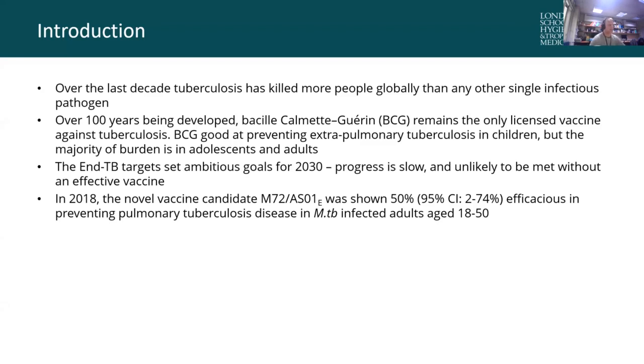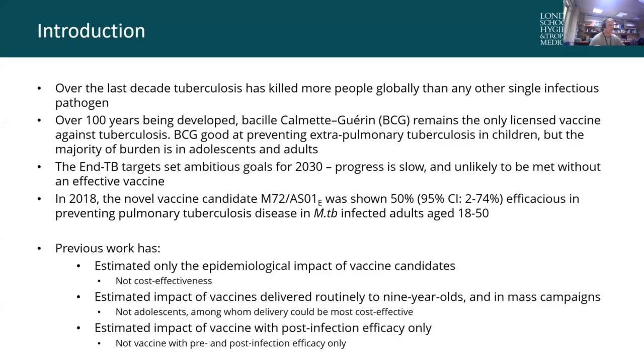Previous work has looked at the epidemiological impact of vaccine candidates, but there's been very little work looking at how cost effective they may be. There's been some work looking at routine vaccination amongst younger children and in mass campaigns, but less work looking at routine vaccination among adolescents. Routine vaccination among adolescents could be really key to getting these vaccines out efficiently and in an impactful way. And previous work has looked at the impact of vaccinations with post-infection efficacy only.